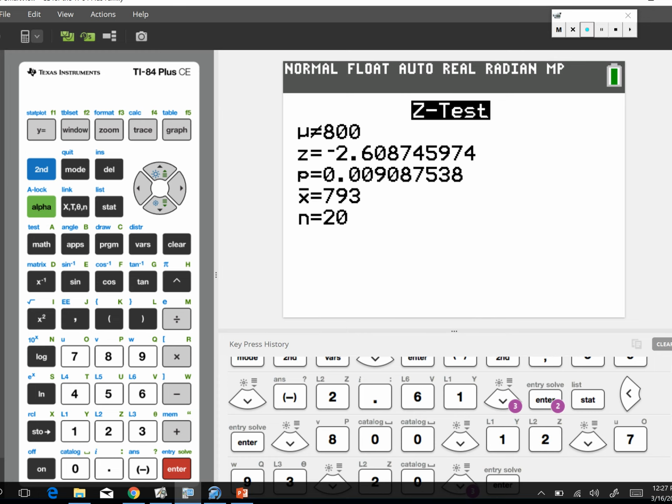It's not going to write your hypotheses. It's not going to identify your claim. So you can use the calculator.